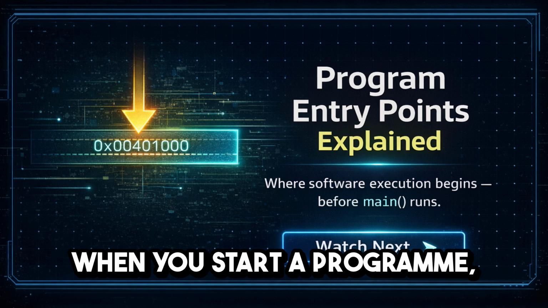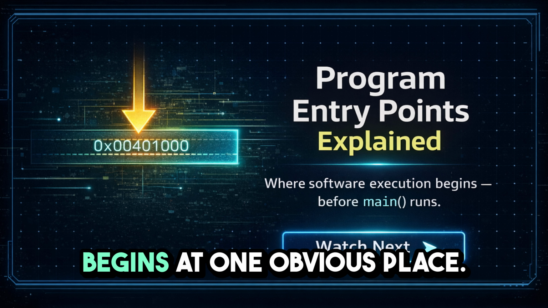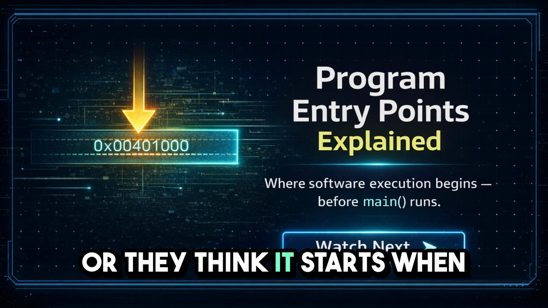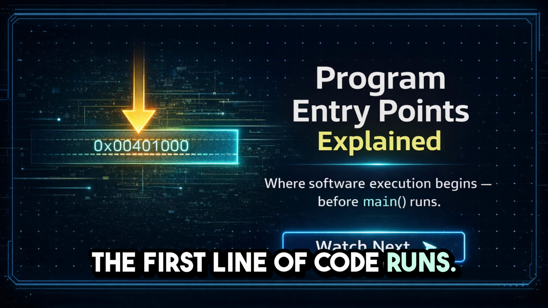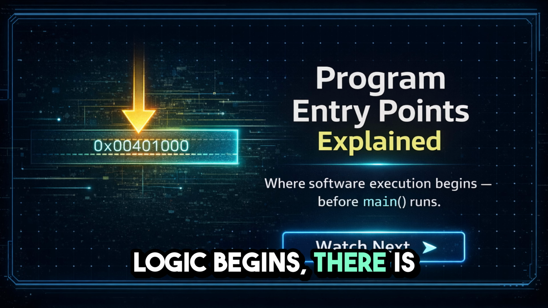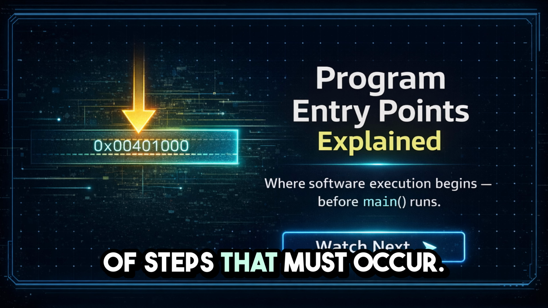When you start a program, most people think execution begins at one obvious place. They think it starts at main, or they think it starts when the first line of code runs. But that's not really what happens. Before your application logic begins, there is a precise sequence of steps that must occur.